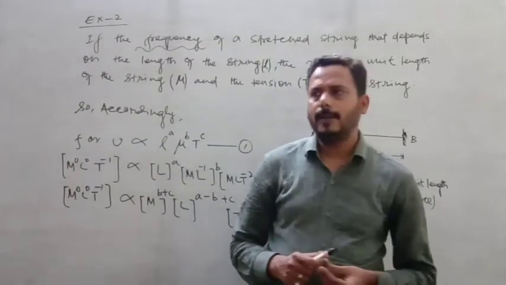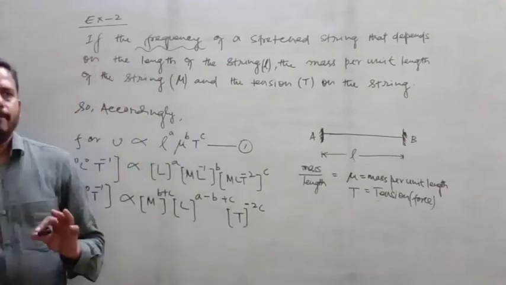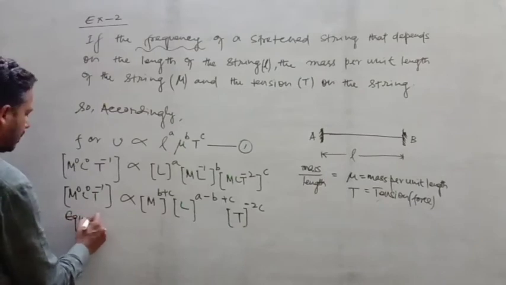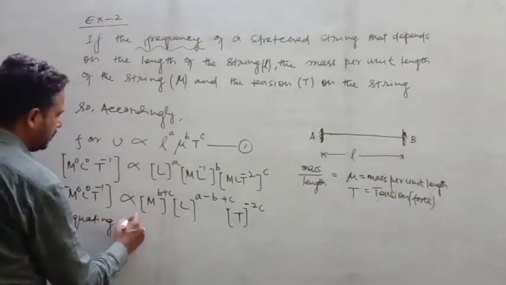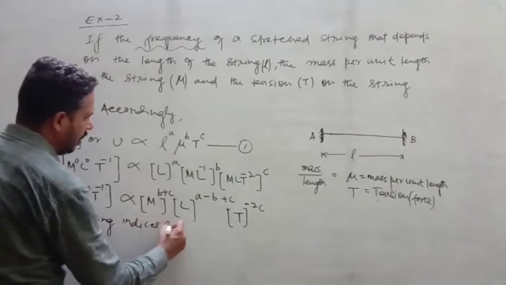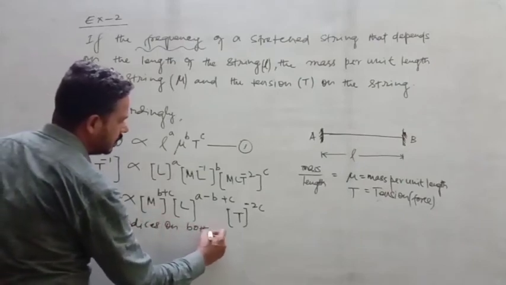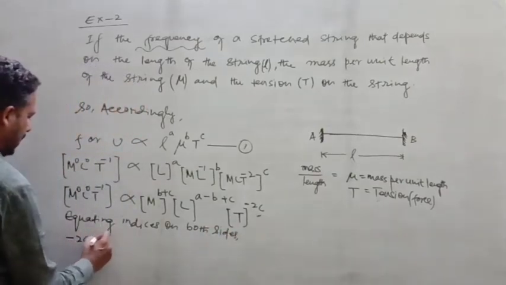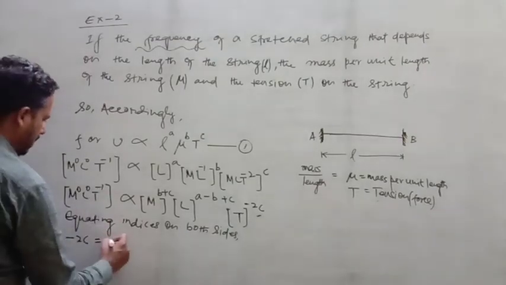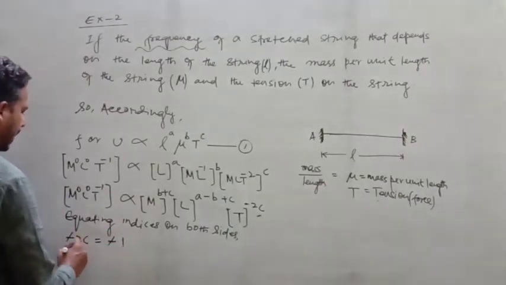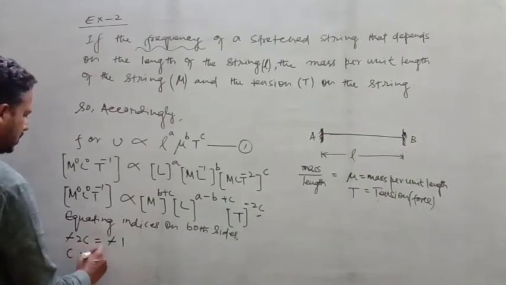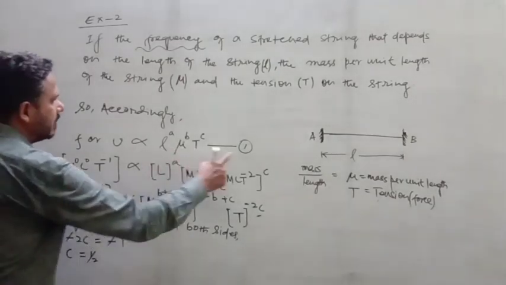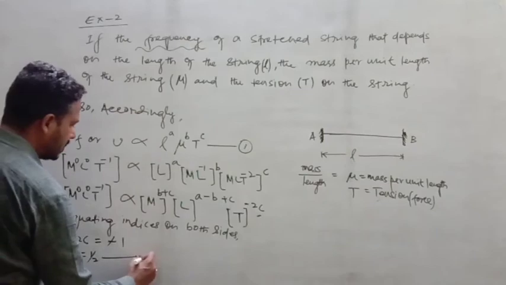And now equating indices on both sides. So minus 2c is equal to minus 1. From here minus and minus will be cancelled. So c is equal to how much? Half. So c is equal to half. And because this one is equation 1, this one is the second equation.